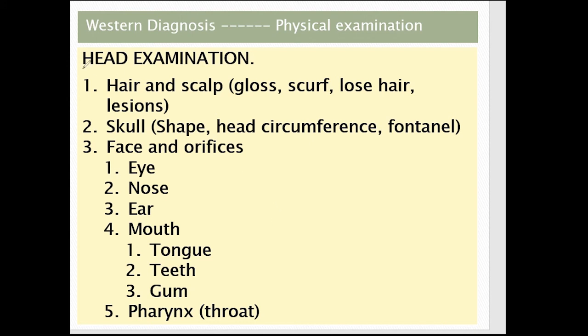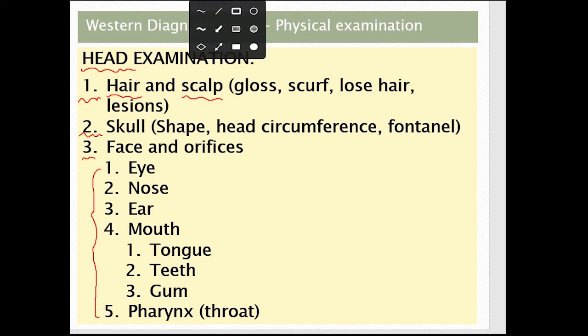So we check the head first. The head part, we're looking from superficial, the hair and the scalp area first. Then we look at the skull, meaning the bone. Then we look at the face part. Face part mainly we have 5 orifices there. So that's the head part.